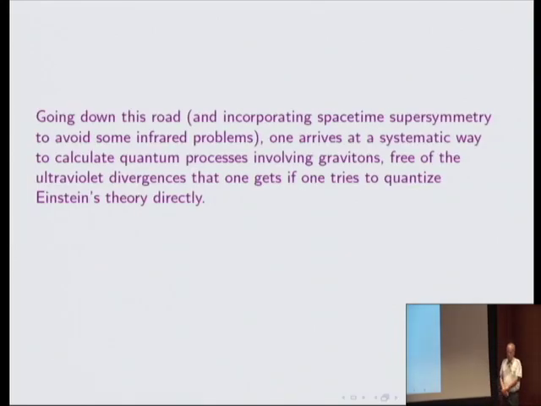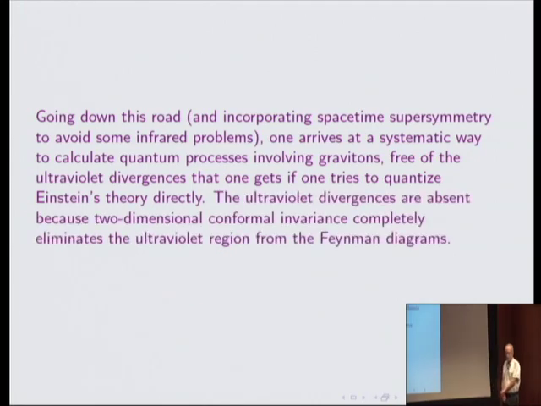So if you go down this road, and then you have to incorporate space-time supersymmetry to avoid some infrared problems, you arrive at a systematic way to calculate quantum processes involving gravitons, free of the ultraviolet divergences that one gets if one tries to quantize Einstein's theory directly. The ultraviolet divergences are absent because two-dimensional conformal invariance completely eliminates the ultraviolet region from the Feynman diagrams.